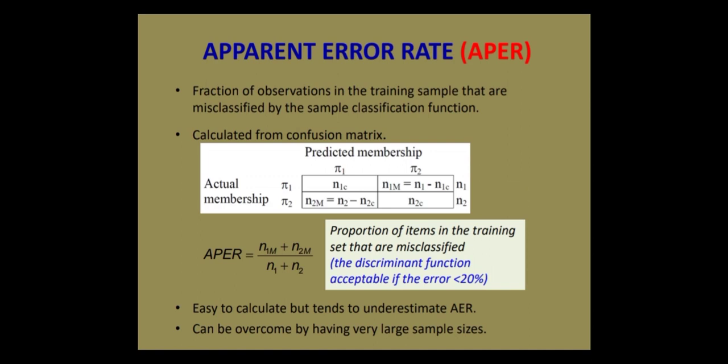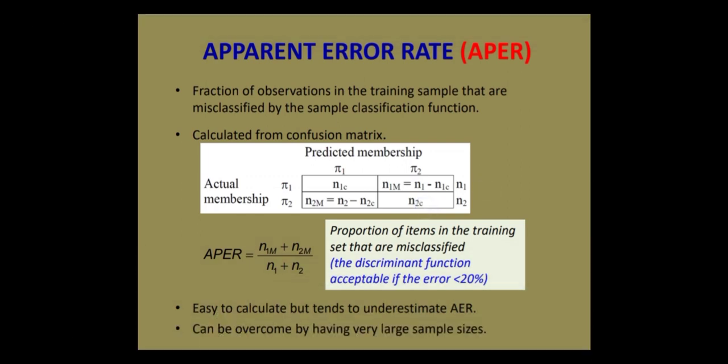Okay, and then you tengok pula whether it is true that the observation yang kita replace tadi is true for pi 1 or for pi 2. So from that kita boleh kira lah how many items yang misclassified, how many items yang correctly classified. So kita boleh kira kat situ N1M, N1C, N2M dan N2C.